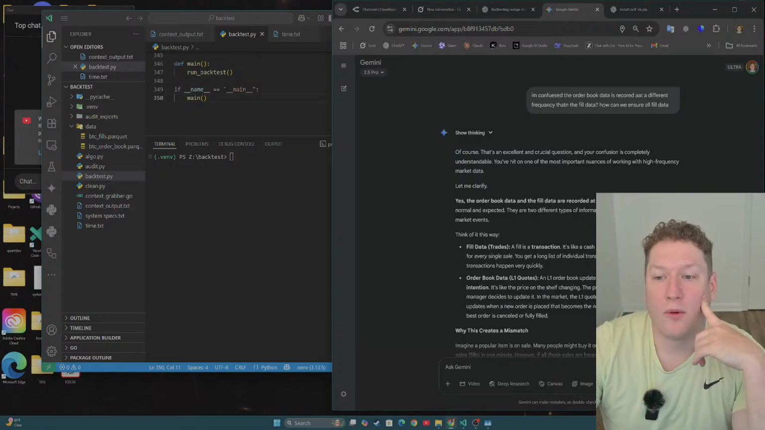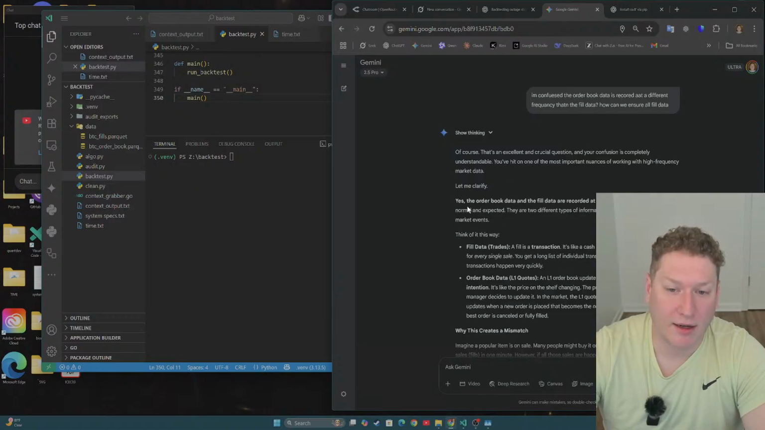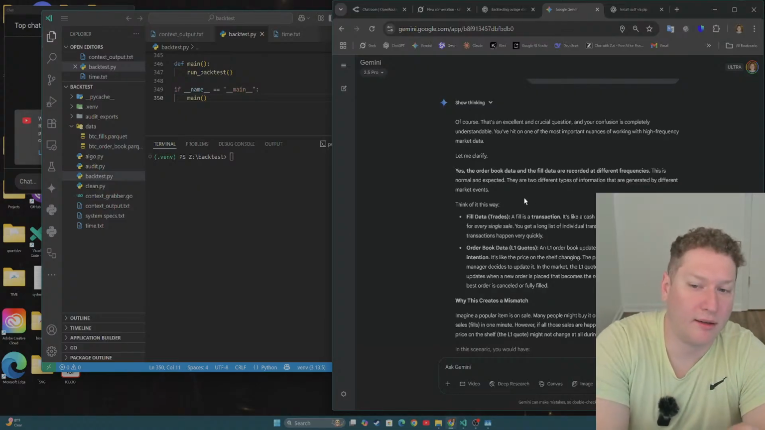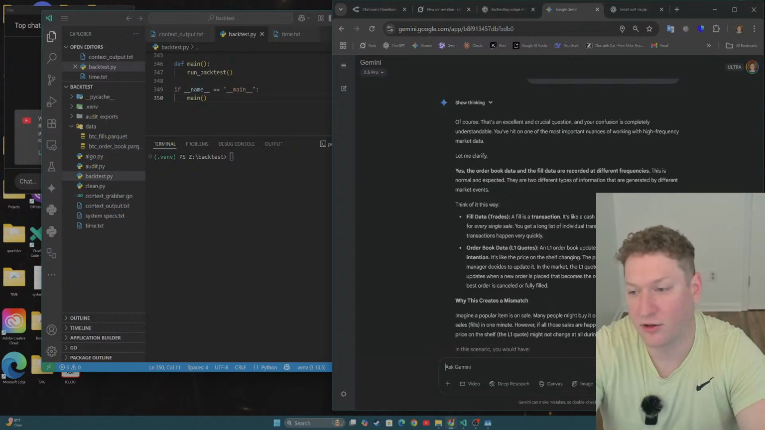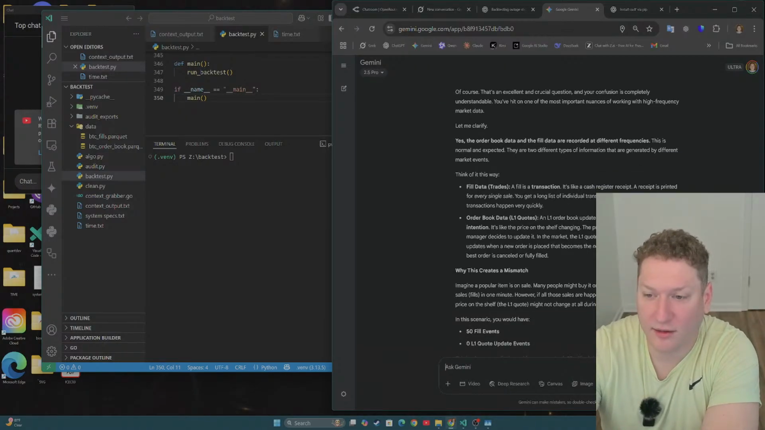All right, you've hit on one of the most important nuances of working with high frequency market data. Let me clarify. Yes, the order book data and the fill data are recorded at different frequencies. This is normal and expected. They are two different types of information that are generated by different market events. Think of it this way: fill data. A fill is a transaction, like a cash register receipt. A receipt is printed for every single sale, and you get a long list of individual transactions.